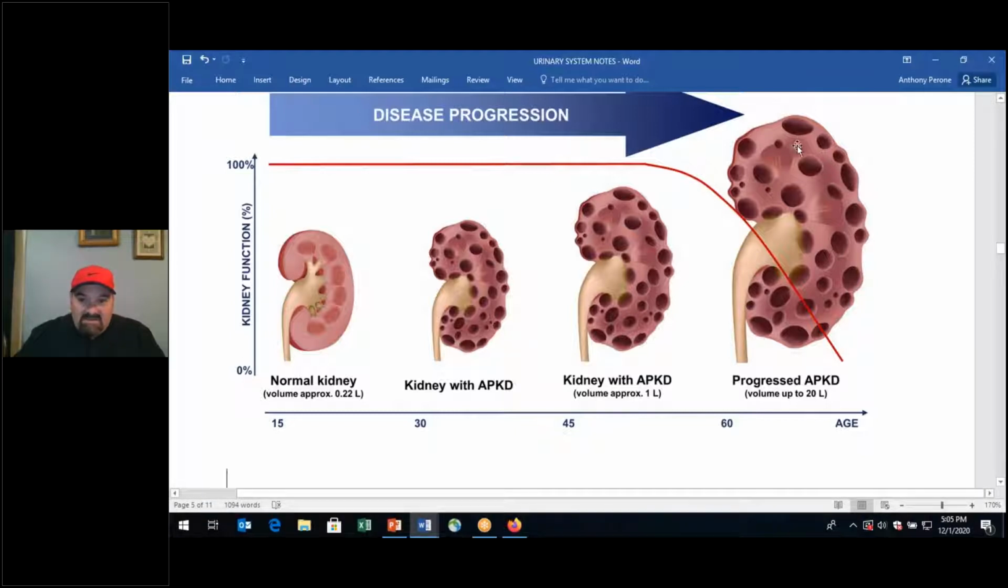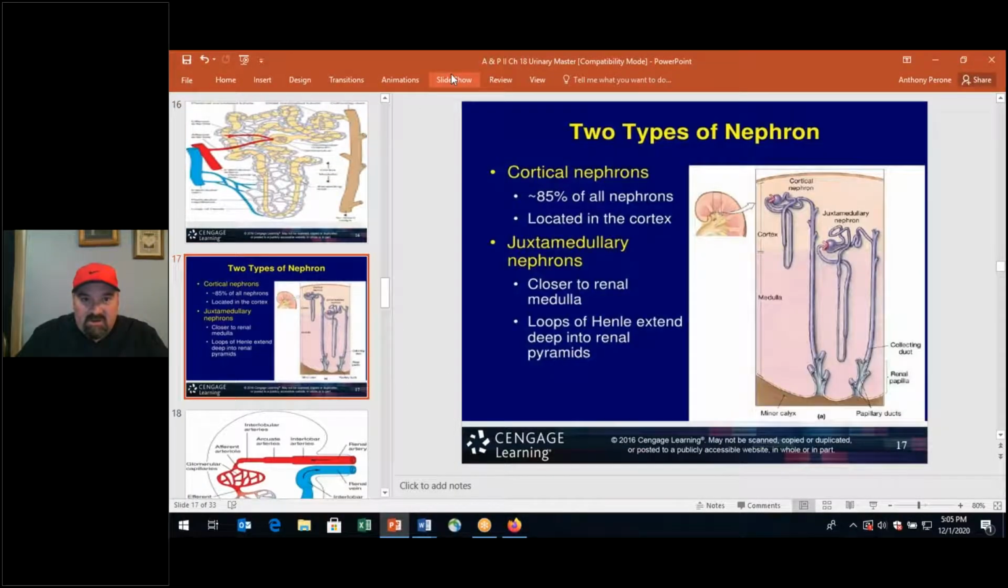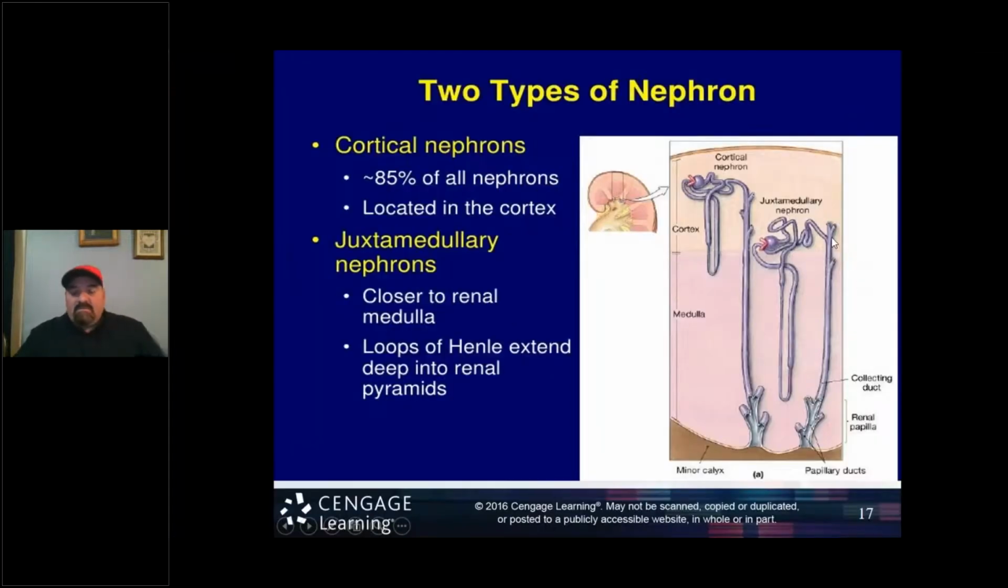These cysts are blocking the areas and replacing the tissue of the pyramids, and the pyramids are in the medullary region, while the cortical region is where our nephrons are present. Let's pull up this image and review this again. You'll see that we have cortical nephrons and juxtamedullary nephrons. Primarily, there are cortical nephrons present.